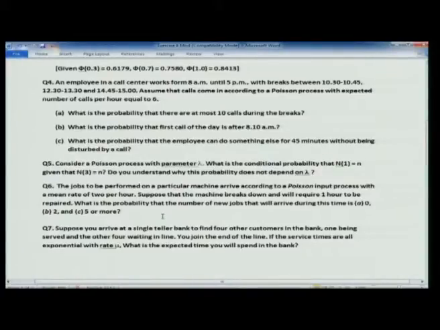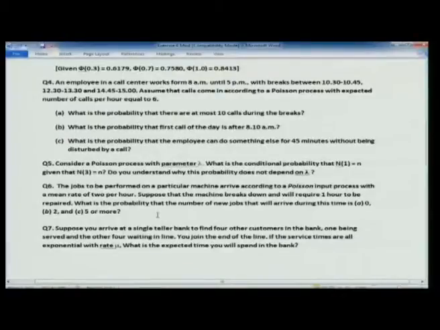What is the probability that the employee can do something else for 45 minutes without being disturbed by a call? So, here again we are repeatedly using the memoryless property. So, 45 minutes can be anywhere, and therefore, now your time is 3 by 4 hour. So, you do not want any call to come in for 3 by 4 hours, and your lambda is 6. Okay. Fine. So, you can do this now.